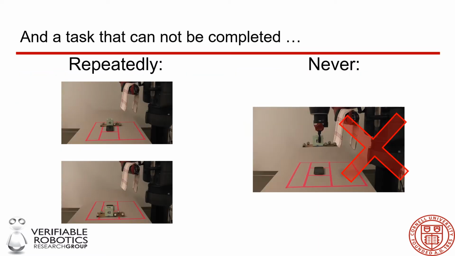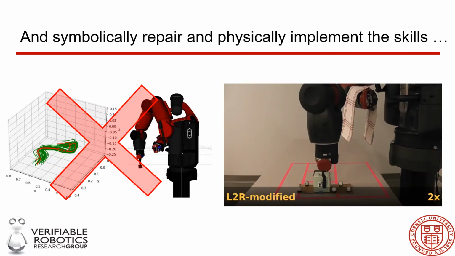We give the robot the task of repeatedly moving the block between the left side and the right side of the table while never going over the phone in the middle of the table. With the current skills, this is impossible. We symbolically modify and physically implement the skills, rejecting any that are physically impossible.